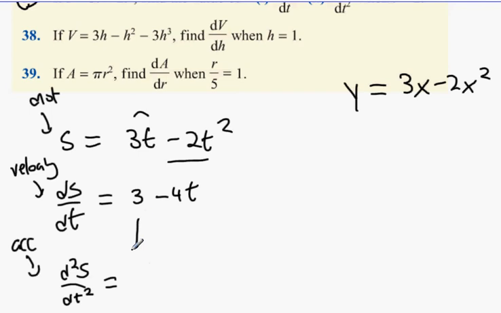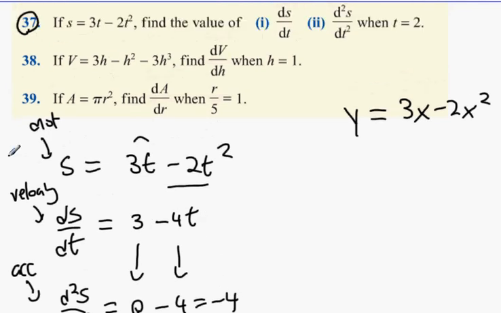Minus 0 and minus 4. So it's always minus 4. Now what they're going to ask you in the question is to find the second derivative and the first derivative when t equals 2. So what's the first derivative when t equals 2?